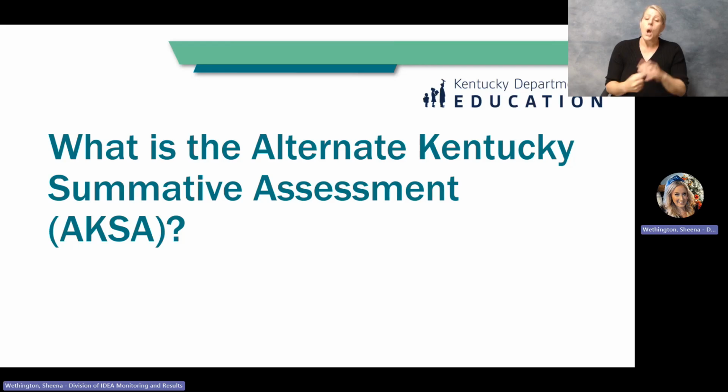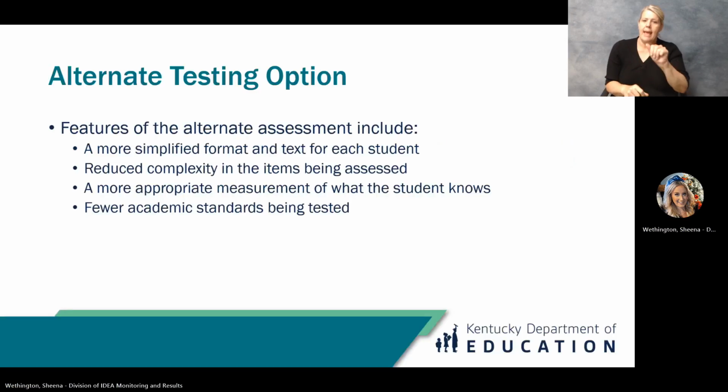So if the ARC determines your student is not able to complete the regular state assessment with or without accommodations, then the ARC will discuss the student's eligibility to participate in the alternate assessment called the Alternate Kentucky Summative Assessment, or AKSA. Features of the alternate assessment include a more simplified format and text for each student, reduced complexity in items being assessed, providing a more appropriate measurement method to determine what the student knows, and fewer academic standards being tested.